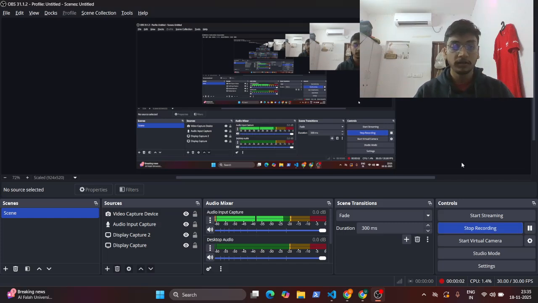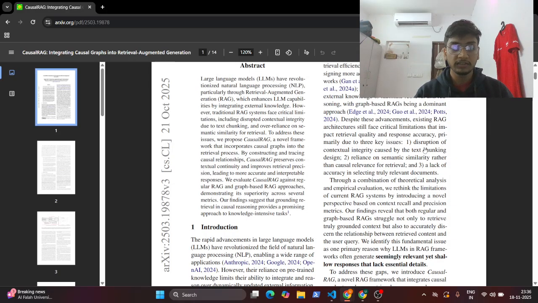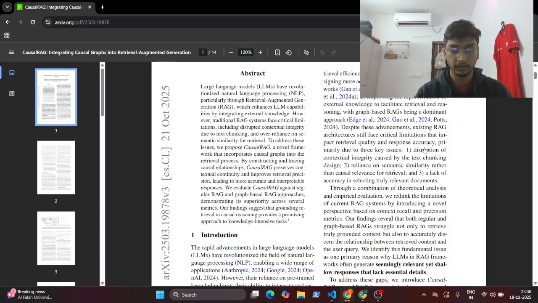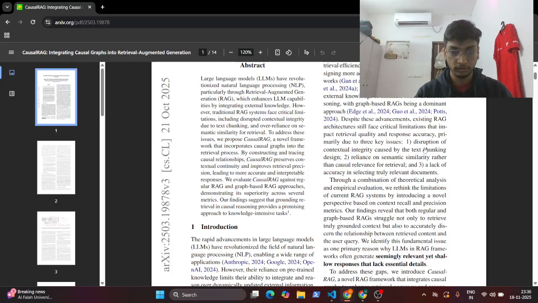Good morning. Today we are discussing causal RAG, integrating causal graphs into retrieval augmented generation. The core challenge we address lies in how LLMs handle complex knowledge-intensive questions, particularly those involving causal reasoning, the why and how behind events. While the standard RAG framework is excellent for fetching facts based on semantic similarity, it fundamentally struggles with multi-step causal logic.